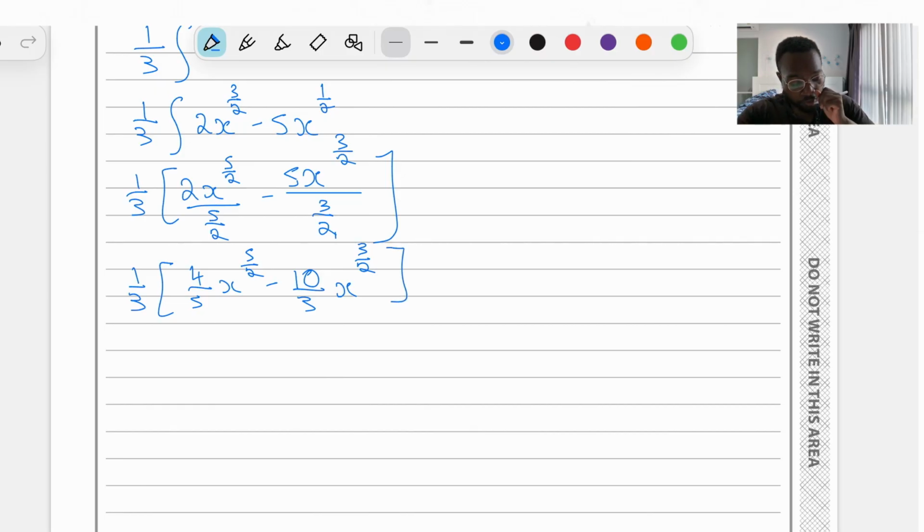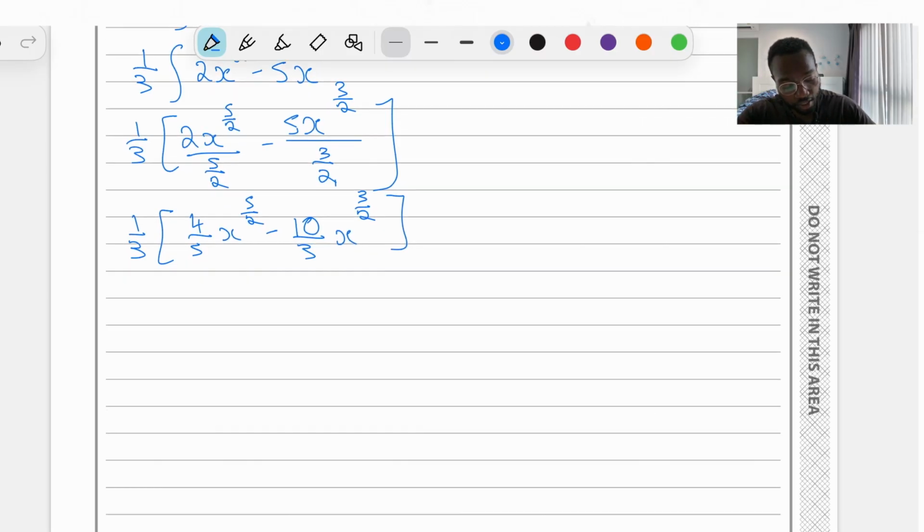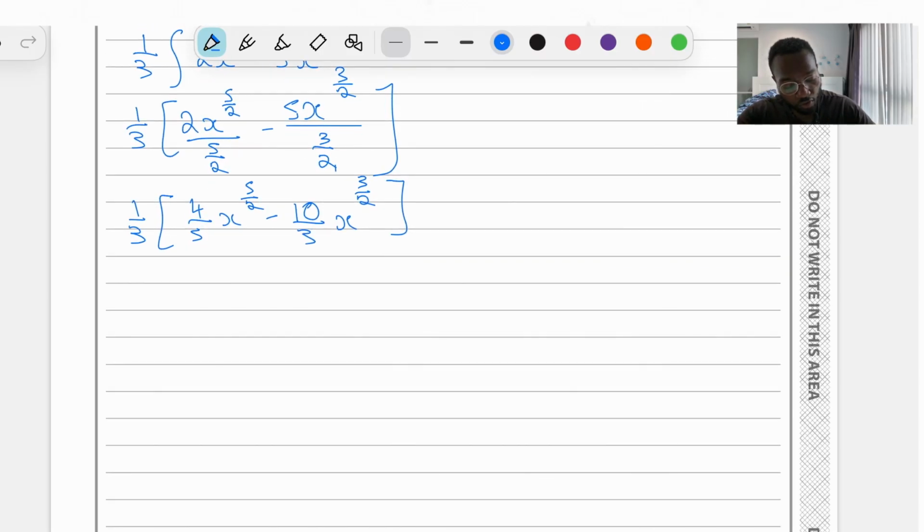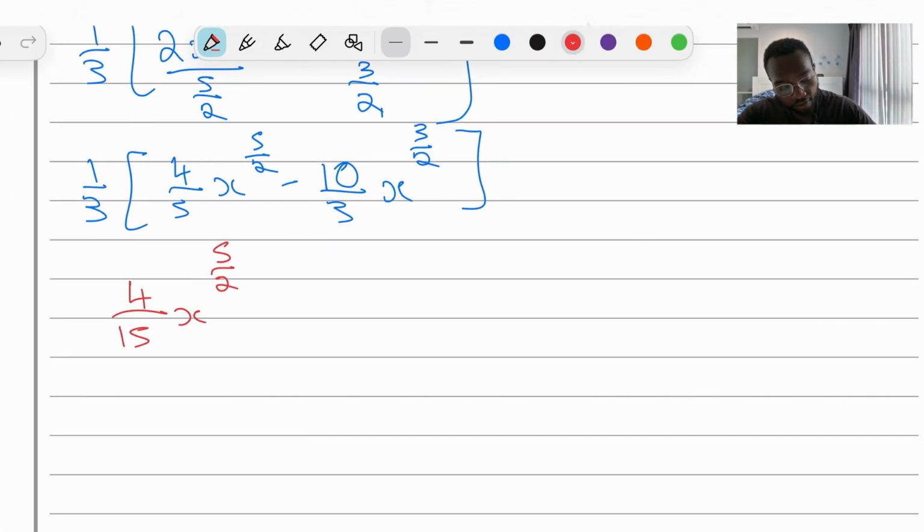We now have to times everything by a third. And if you do that, you get 1 over 3 times 4 over 5, that will give me 4 over 15 x to the 5 over 2. And then if I do 1 over 3 times 10, that will give me 10 over 9 x to the 3 over 2. And then we just need to add our plus c.